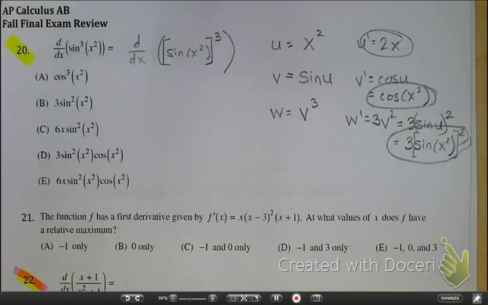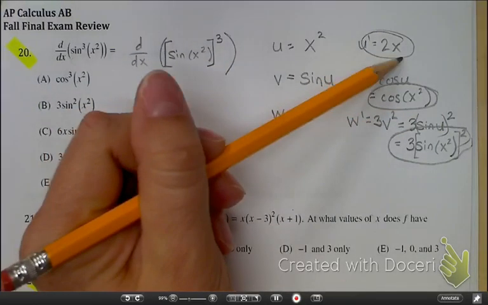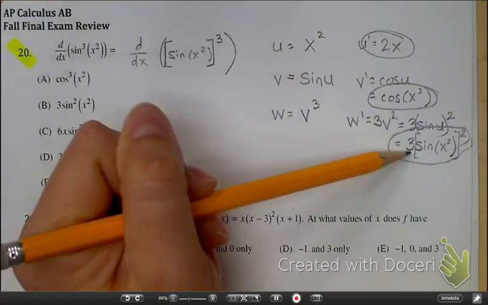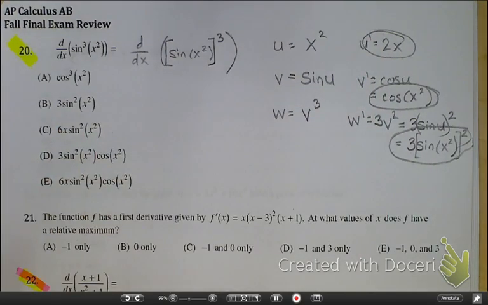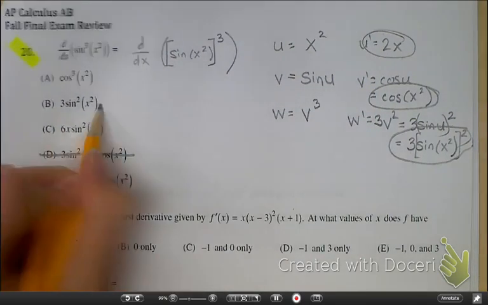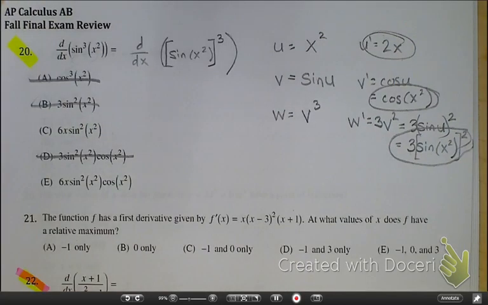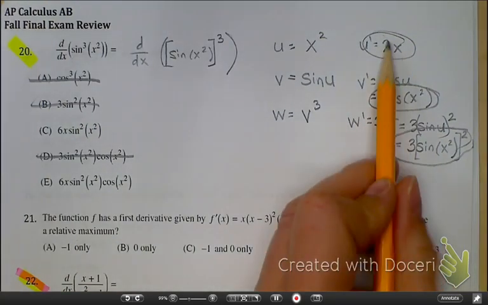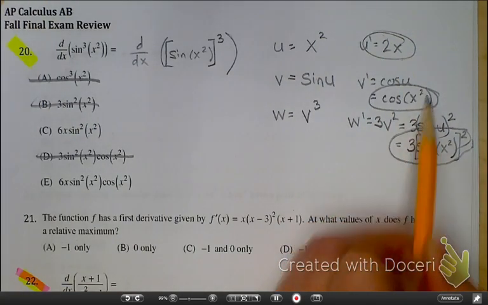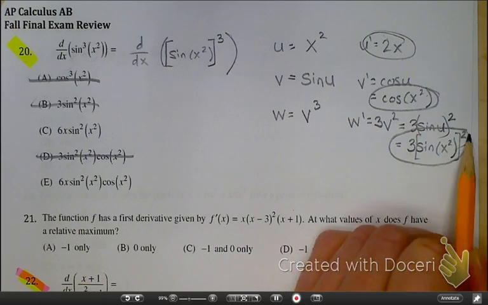And then chain rule says to multiply these 3 things together. So if I'm looking at the coefficients, I have a 2x and I have a 3. So if I multiply those, I'm looking for 6x. So it's not this one, it's not this one, and it's not this one. So it's either C or E. And then, so I have 6x, then we have a cosine of x squared and a sine of x squared quantity squared. So I'm looking at this one.